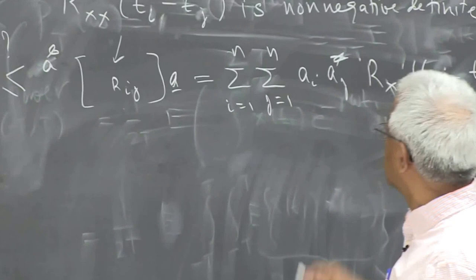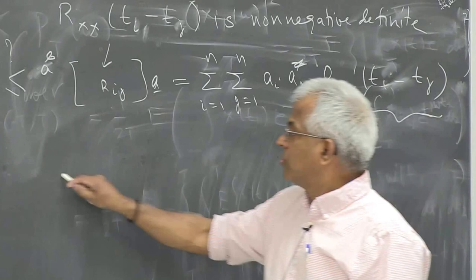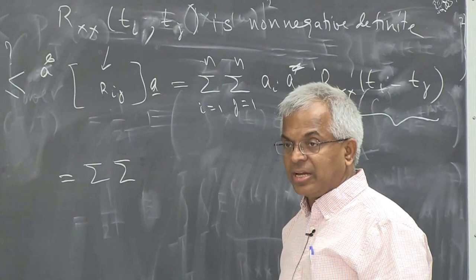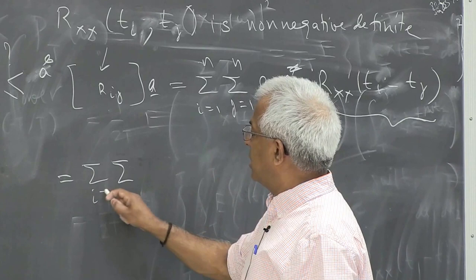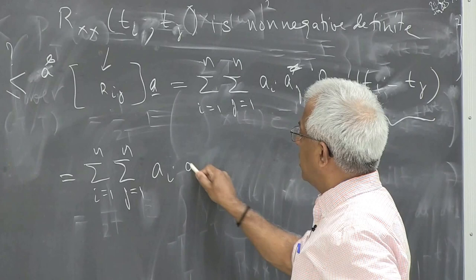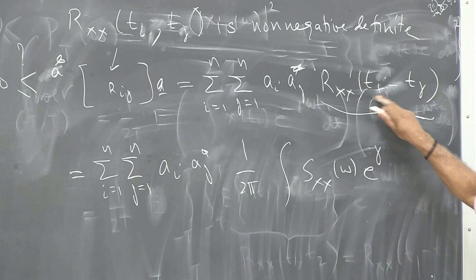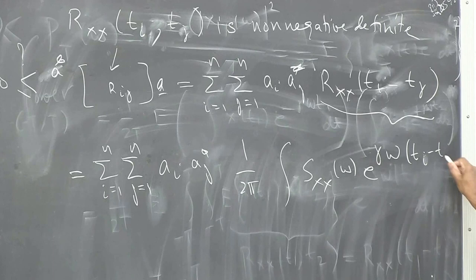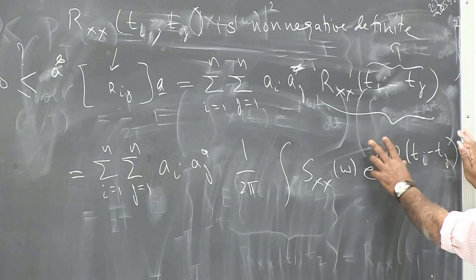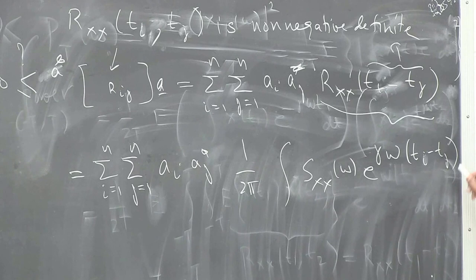Let me substitute for the Rxx in terms of the power spectrum. Remember, we are talking about stationary processes. This is true even if the process is not stationary, but for stationary processes, we have another proof. So this is i equal to 1 through n, j equal to 1 through n, ai aj star. Now I am going to substitute for the autocorrelation as the inverse transform of the power spectrum. So this is Sxx of omega e raised to j omega (ti minus tj), whatever is the variable here, this is your tau. So e raised to plus j omega tau, and d omega.